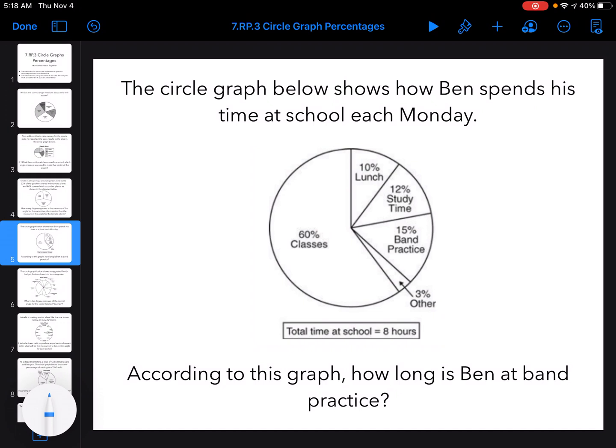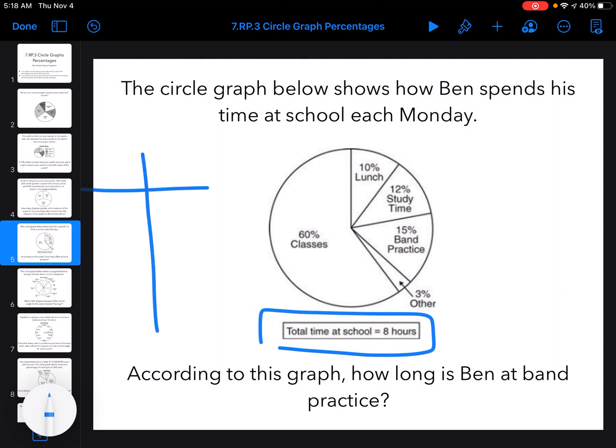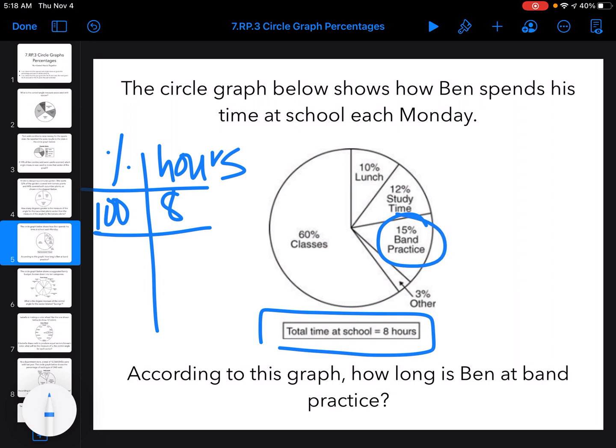Okay, the circle graph below shows how Ben spends his time at school each Monday. His total time at school is 8 hours. According to the graph, how long is Ben at band practice? So I know that 100% of his time is 8 hours. I know that at band, he's there for 15% of his time. So I'm going to divide by 100. I'm going to multiply by 15. So I'm going to do 0.08 times 15 in my calculator, and I get 1.2 hours. Okay?